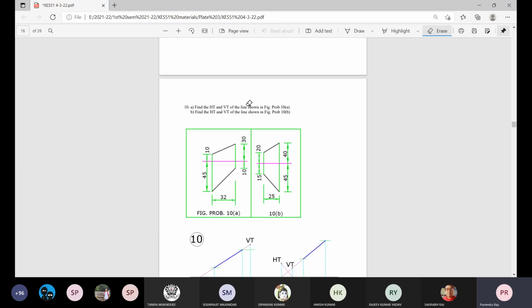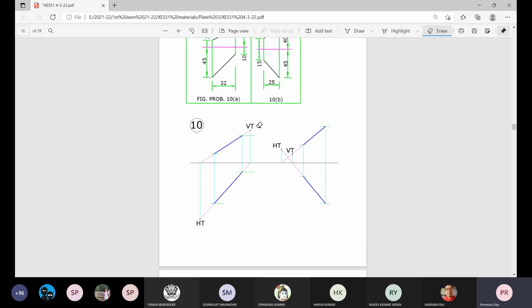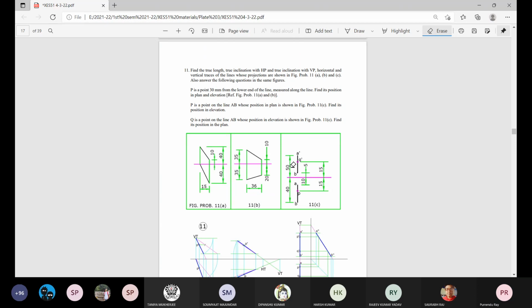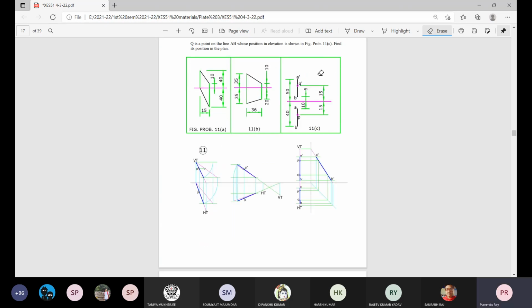This is another special situation where HT and VT are both above the GL. That is, one point is in the second quadrant. This is another special orientation, a line parallel to the profile plane. The locations of points P and Q in plan and elevation are given. Find the corresponding elevation and plan.